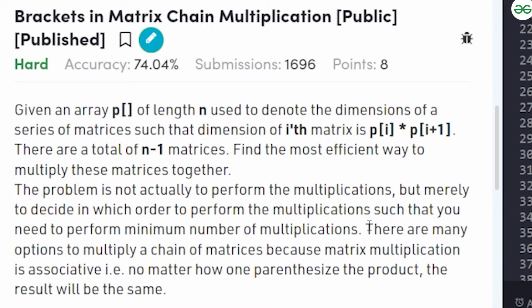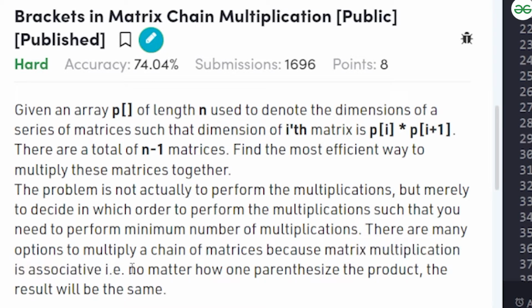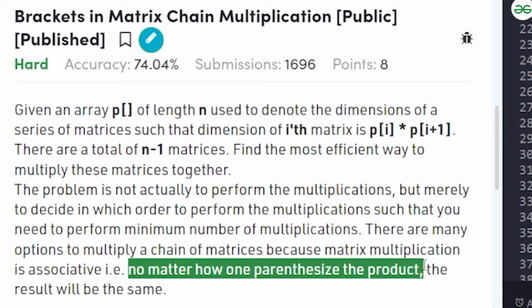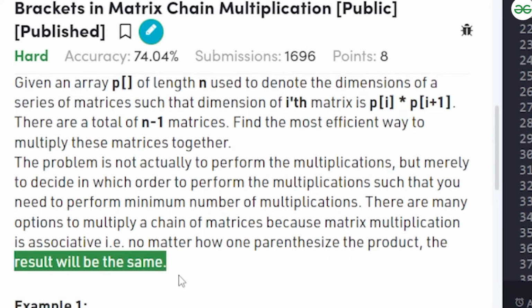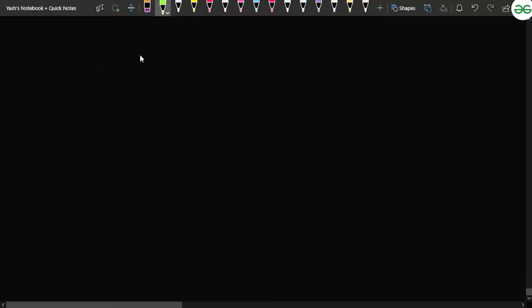There are many options to multiply a chain of matrices, because matrix multiplication is associative in nature. We'll see this in the notes part as well. No matter how one parenthesizes the product, the result will be the same. Let us see some cases. Given the matrices, we have to multiply them in such a way that the total number of operations we do is the minimum possible.